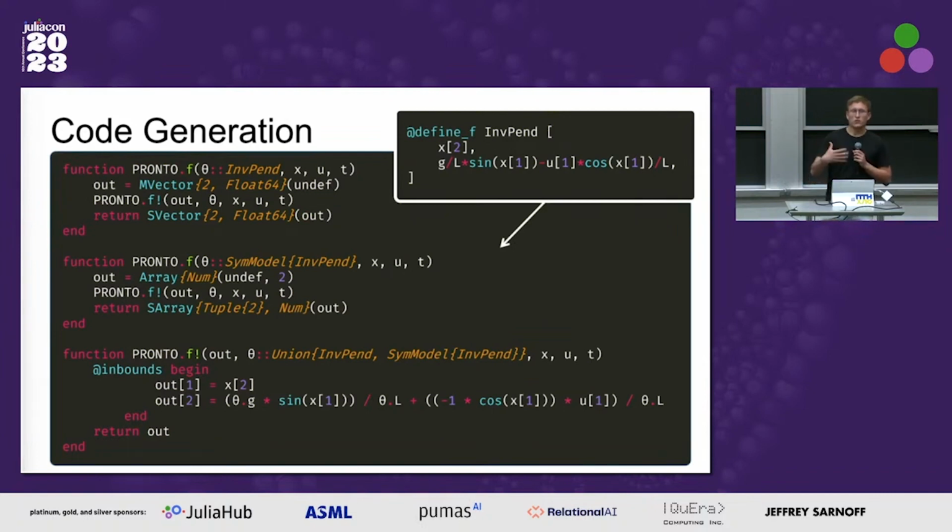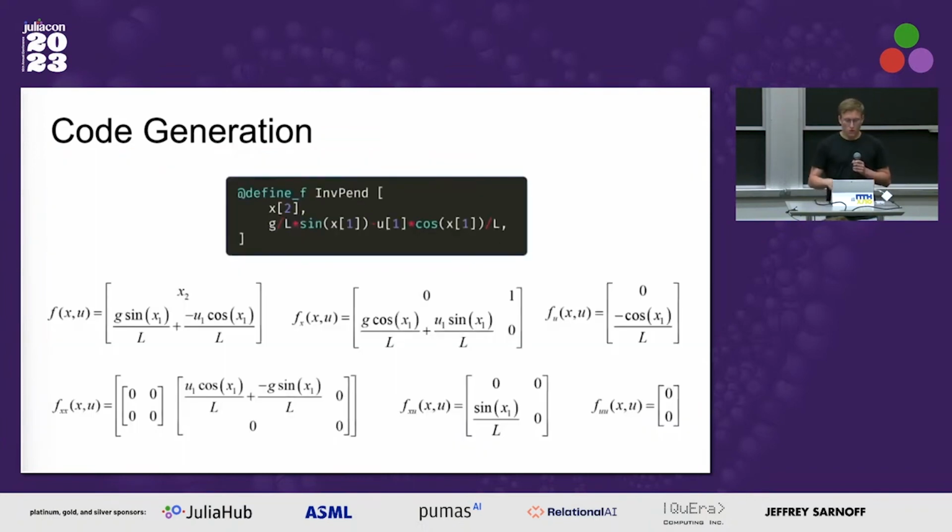So this is just for the actual dynamics function that Pronto would use. We basically spit out 3 different functions. One that does the memory management for numeric types, one for symbolics, and one that actually does the proper computation in place. And we follow a similar pattern from just that one definition for all of the Jacobians and Hessians of this system.